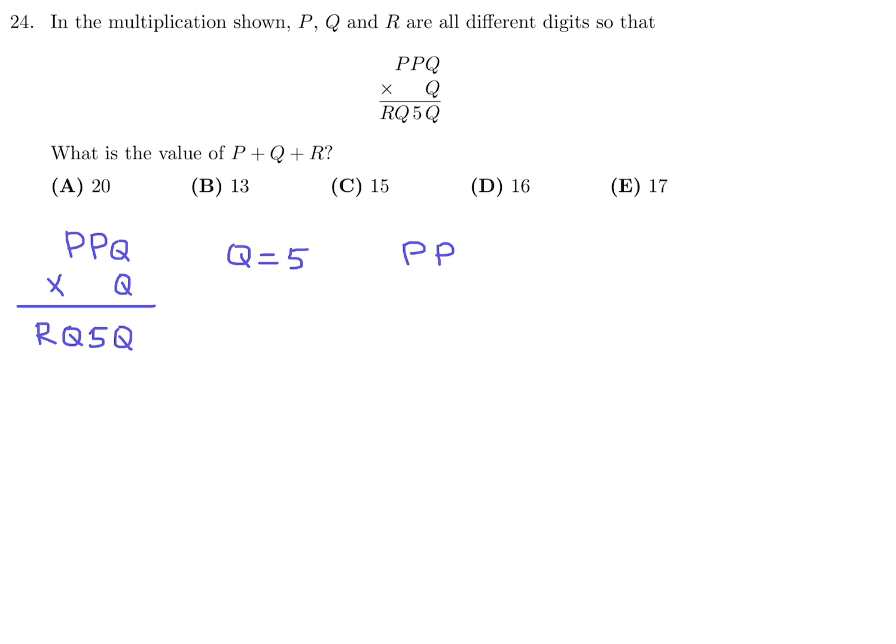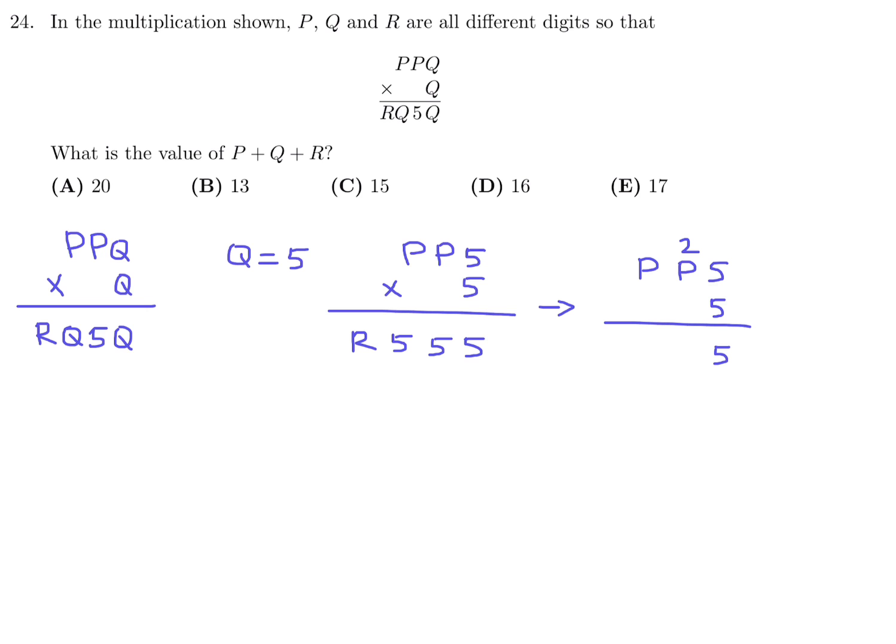That would mean PP5 times 5 is equal to R5, 5, and 5, right? Because Q is 5. Let's see if this works, if we can get integer values for P and R, because these are digits, they have to be integers. All right, let's see. 5 times 5 is 25. So if that's the case, we have P5 times 5, 25. So 5, carry the 2.